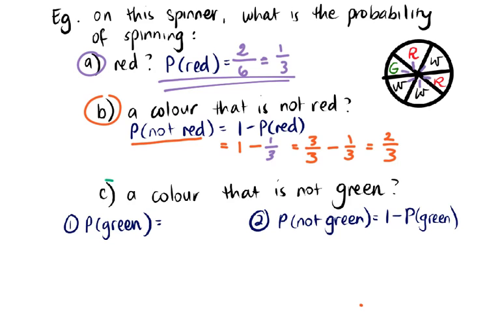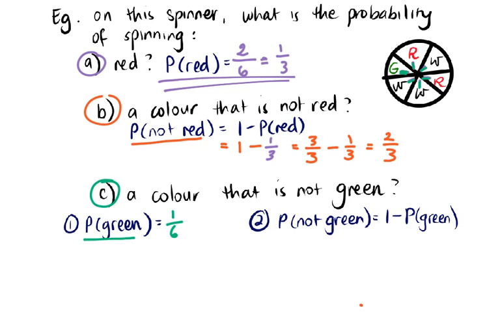Let's do one last example here. It says to calculate the probability of spinning a colour that is not green. So just like we did for A and B, we first have to calculate the probability of landing on a green. So let's have a look at our favourable outcome. So how many greens are in our spinner? Just 1. And what's the total possible outcomes? So 1, 2, 3, 4, 5, 6. So the probability of landing on a green is 1/6.